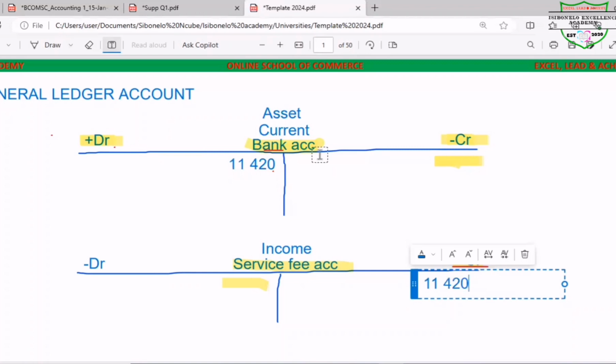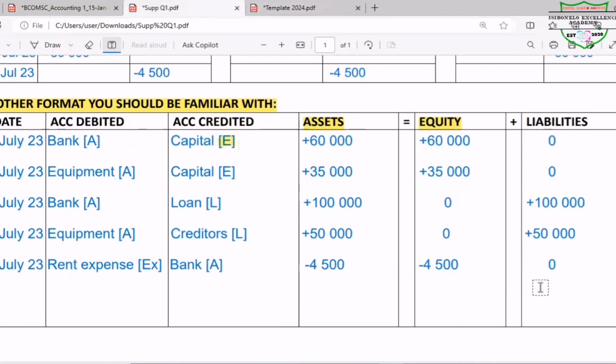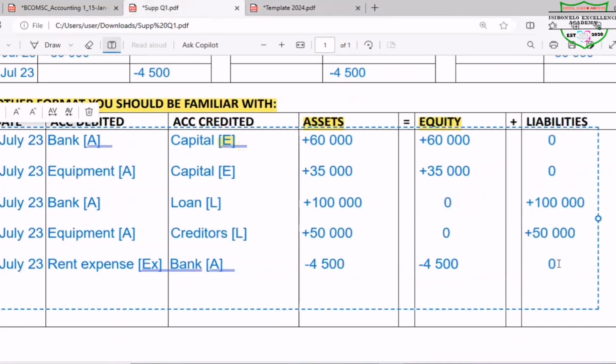So now we're gonna show this in the equation. The date is the 10th of July 2023. So the account debited in this case is bank. So we have debited the bank account, and the account credited is service fee income, which is an income account.